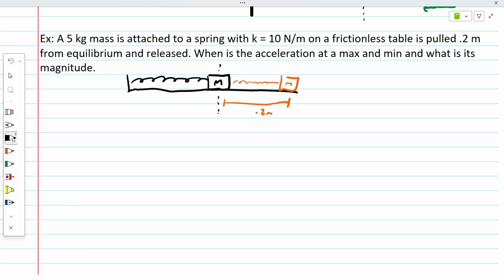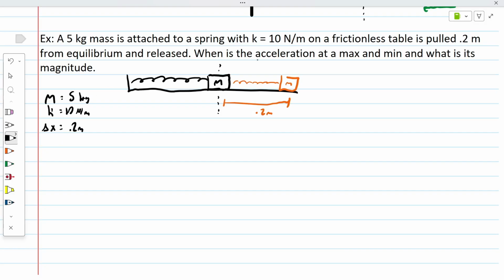So let's write what variables we have. We know the mass of the box is 5 kilograms. We know the spring constant is 10 newtons per meter, and we know it's pulled 0.2 meters, so that's going to be the change in x. Okay, so let's figure out what that's going to be.